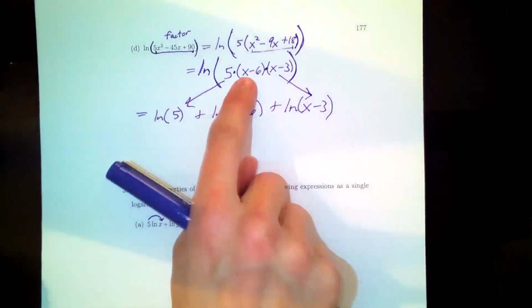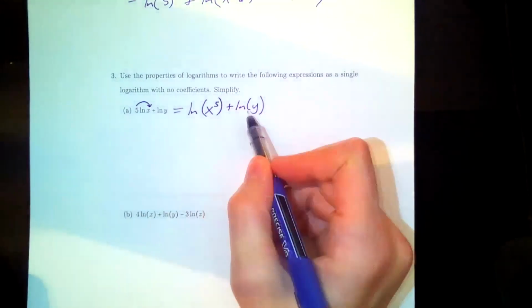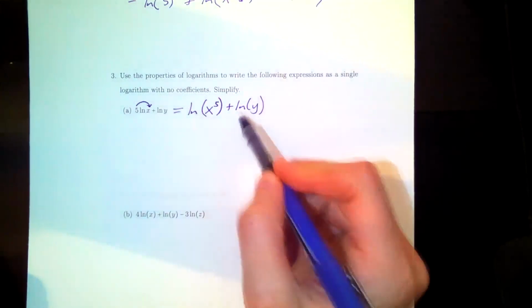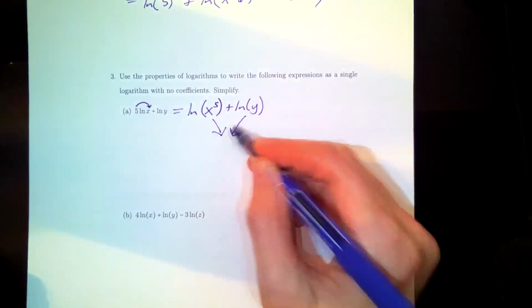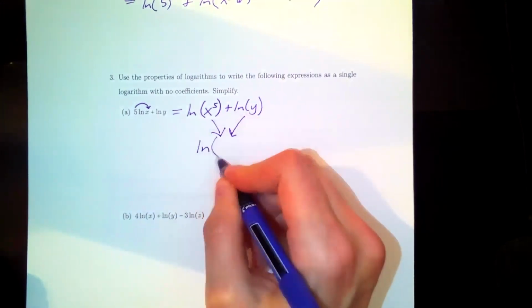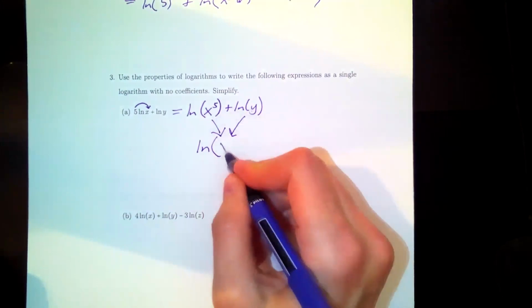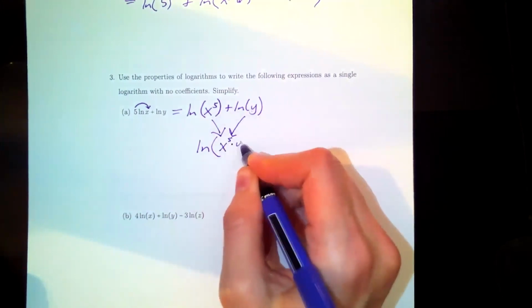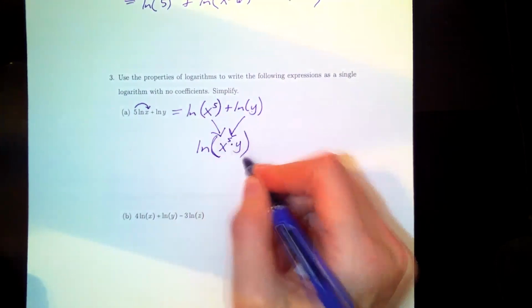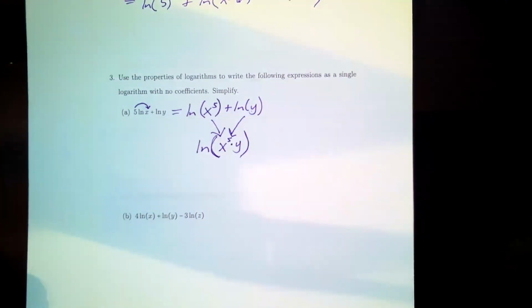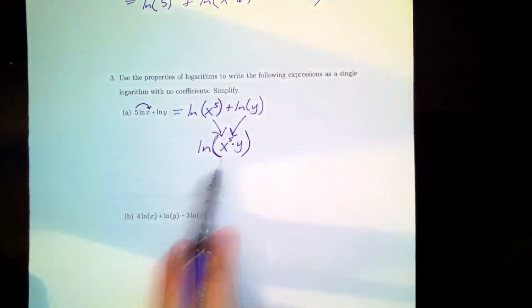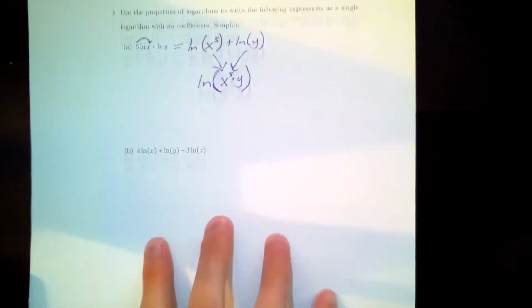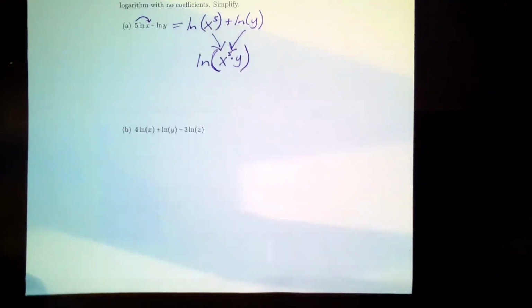Now, if we're doing this in the reverse motion, additions scrunch back into a multiplication inside my log. So if I have 2 logs of the same base, so this is the natural log, and they're added, that means they can be squished down into 1 log with the arguments multiplied, x to the 5th times y, all inside of 1 log. And then we're done. There it is. We squished it down into 1 log. There we go.